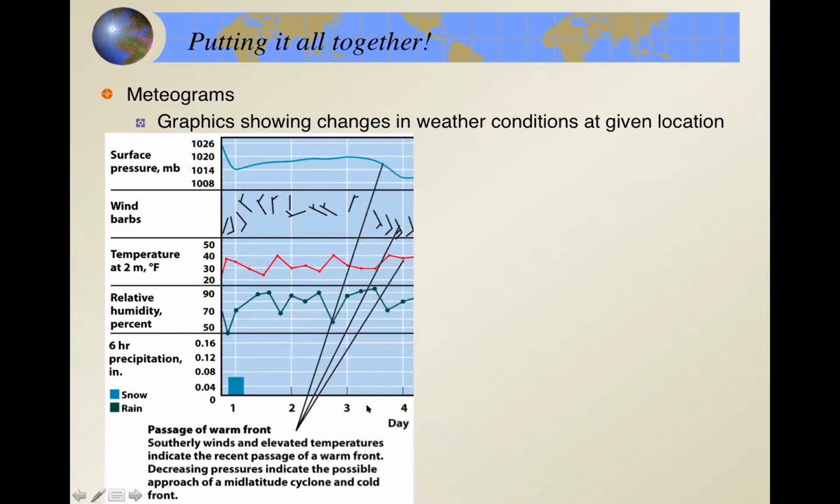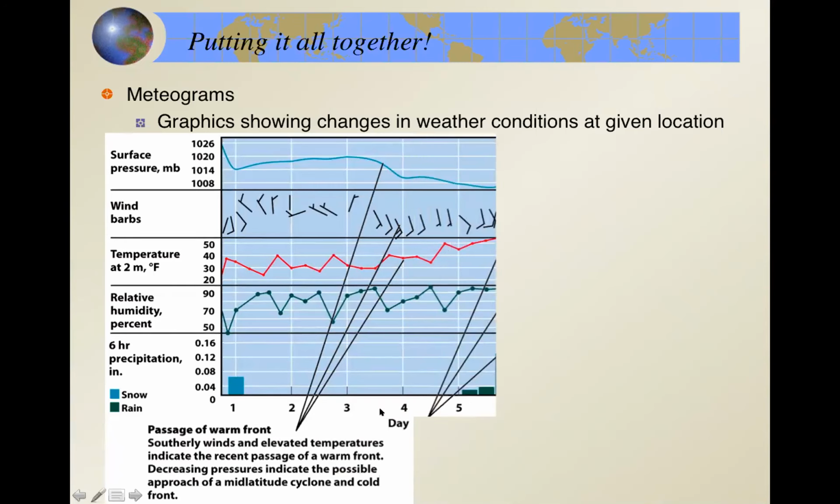And indeed, as we measure those fields over the next few days, what we find is that there was a passage of a warm front. Now we see that the winds are from the south and pressures continue to drop. And in fact, temperatures are starting to rise. So we had the passage of a warm front, and now there's an expectation that maybe a cold front is going to be moving into our region.